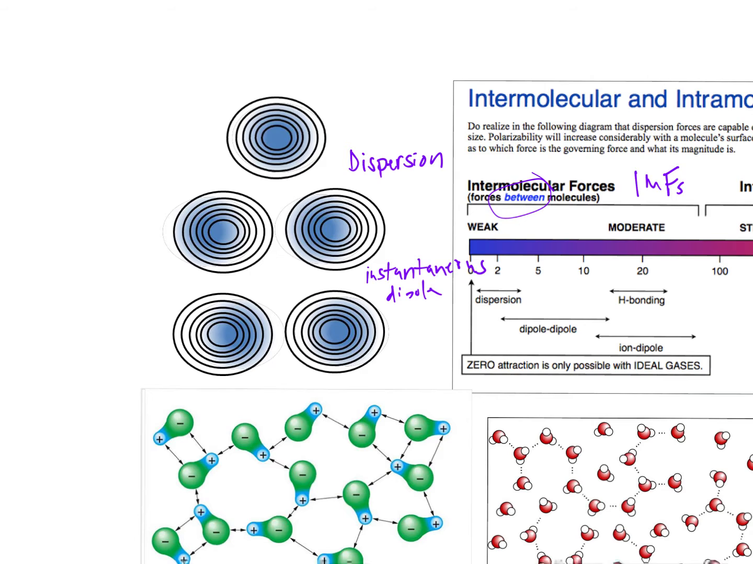And what kinds of molecules, or atoms, do we see instantaneous dipoles, do we see dispersion forces in? Remember? Everything. Everything. Why is that? Because everything has electrons. So if something has an electron, those electrons can move. That movement can affect other atoms. And so everything that has an electron can have dispersion forces.